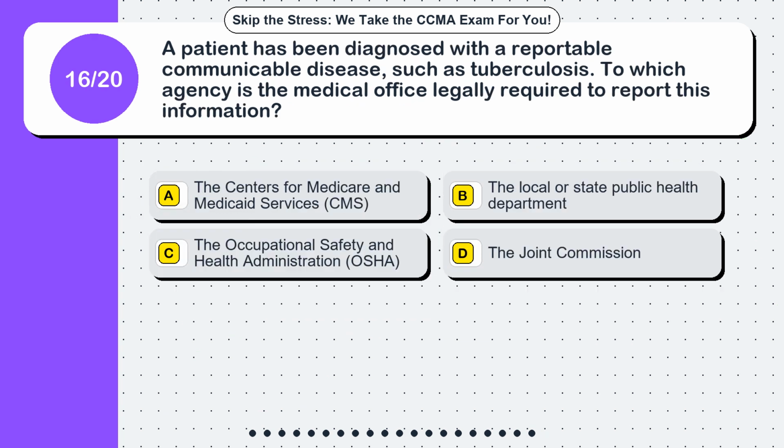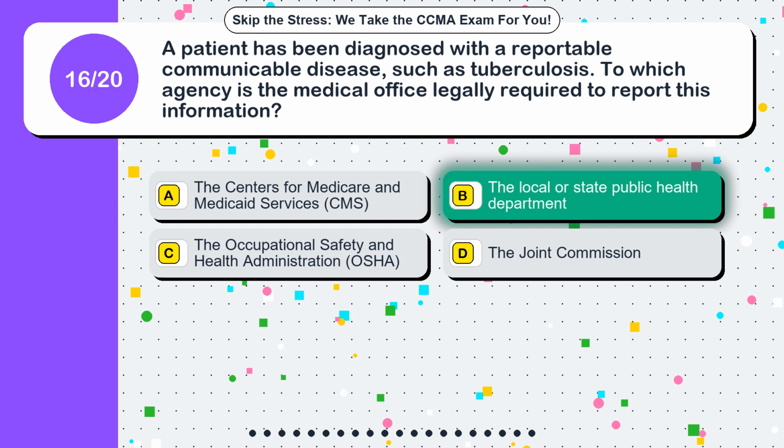Question 16. A patient has been diagnosed with a reportable communicable disease, such as tuberculosis. To which agency is the medical office legally required to report this information? Option A. The Centers for Medicare and Medicaid Services, CMS. Option B. The local or state public health department. Option C. The Occupational Safety and Health Administration, OSHA. Option D. The Joint Commission.